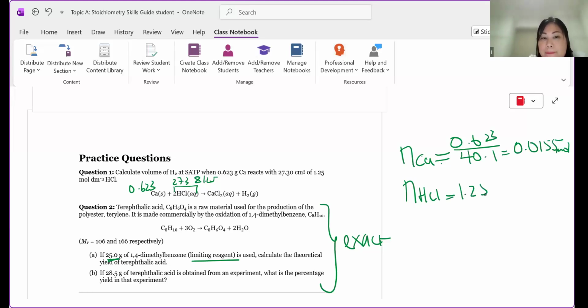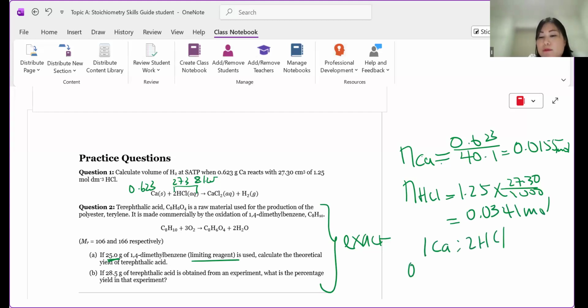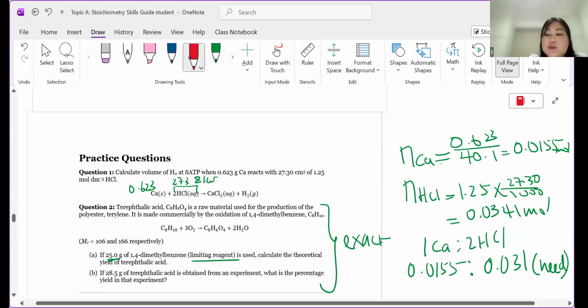HCl will be 1.25 times 27.3 over 1,000 to change to dm cube. So it's about 0.0341 mole. We can see from that 1 calcium is to 2 HCl. So if this is 0.0155, this should be 0.0155 times 2. Take a calculator, 0.0155 times 2, you get 0.031. This is what you need, right? If you want all to be reacted.